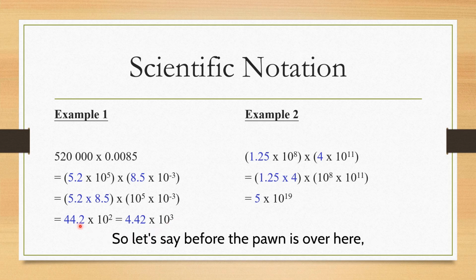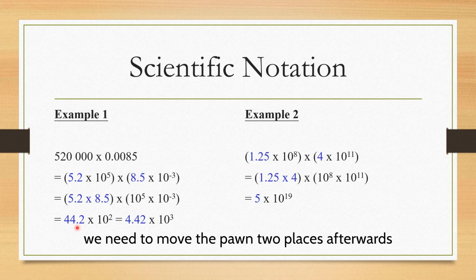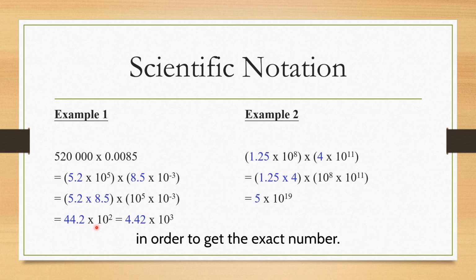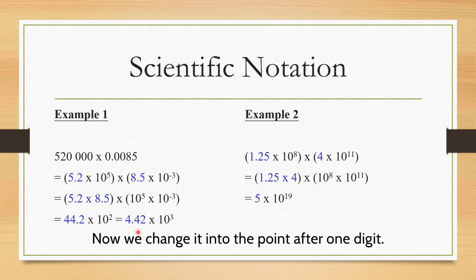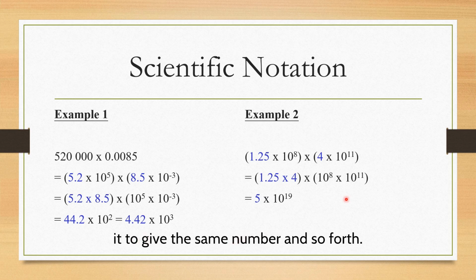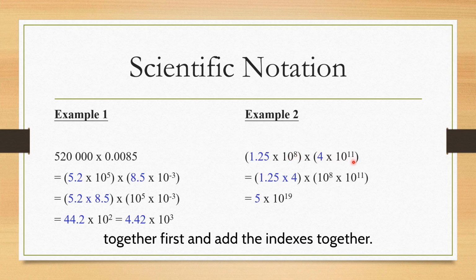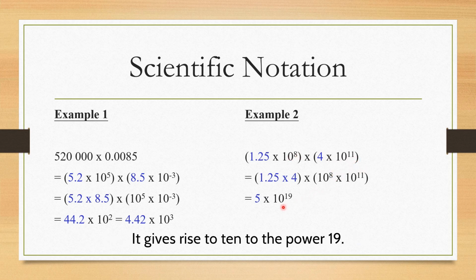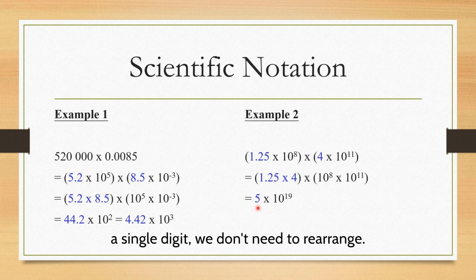So before, the point is over here, and we need to move the point 2 places afterwards to get the exact number. Now, we change it into the point after 1 digit, so we need to move 3 places after it to give the same number. And so forth. In a similar example, we would group the 10s together first and add the indexes together. It gives rise to 10 to the power 19. And if this part gives a single digit, we don't need to rearrange.